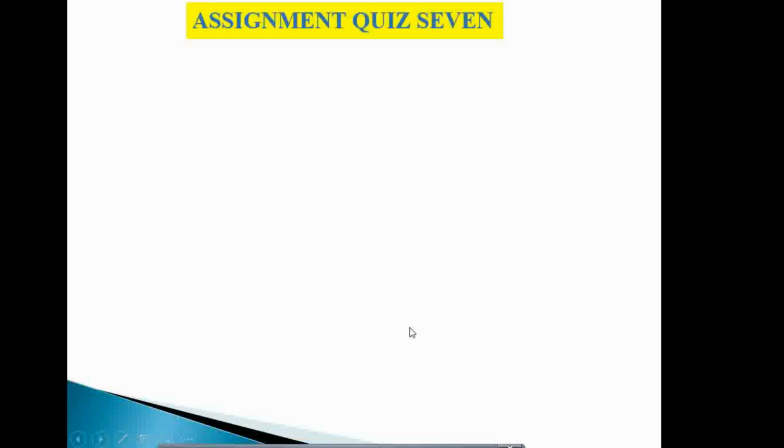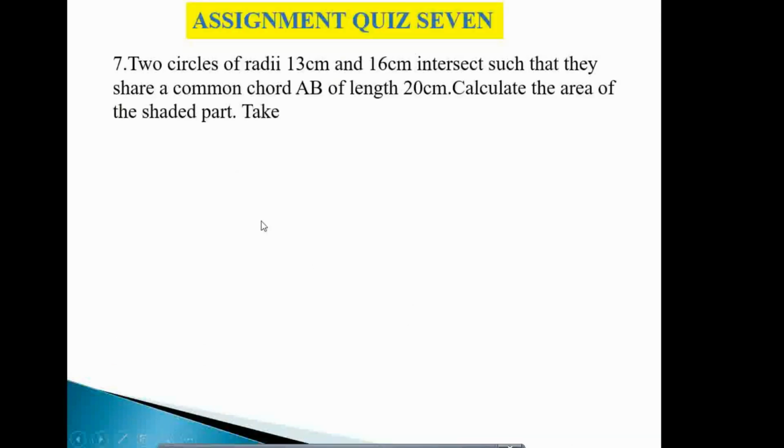The assignment is that we have two circles of radius 13 centimeters and 16 centimeters. They intersect such that they share a common chord AB of length 20 centimeters. Calculate the area of the shaded part. Take pi to be 22 over 7. Okay, that is 10 marks.